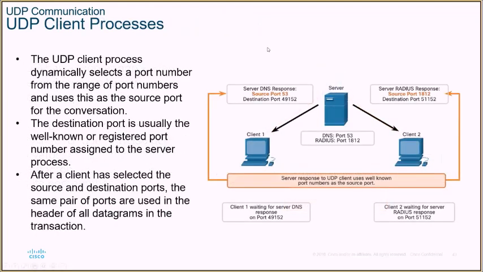A UDP client process dynamically selects a port number from the range of port numbers and uses this as the source port. Again, because it's the client that initiates the connection, all the server needs to do is record the source port number and use that as a destination for returning data. The destination port is usually a well-known or registered port number. After a client has selected the source and destination ports, the same pair of ports are used in the header of all datagrams in that transaction.